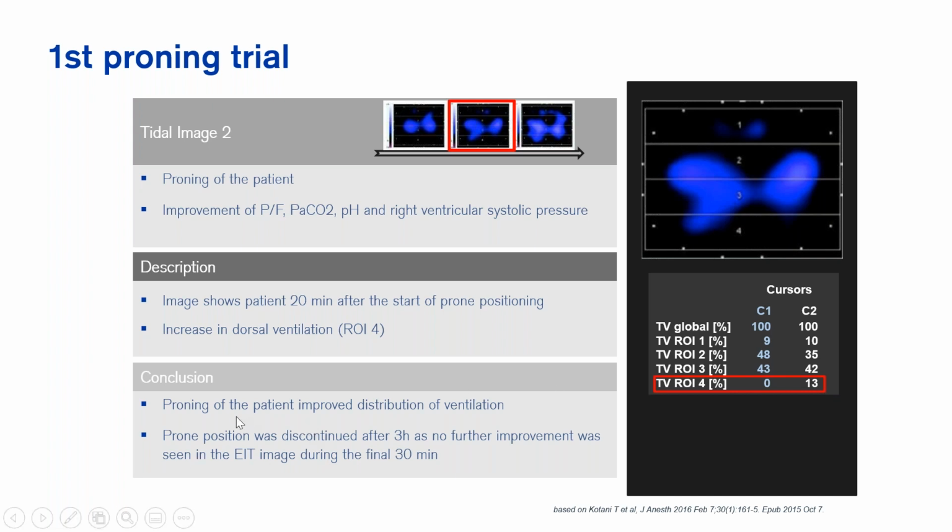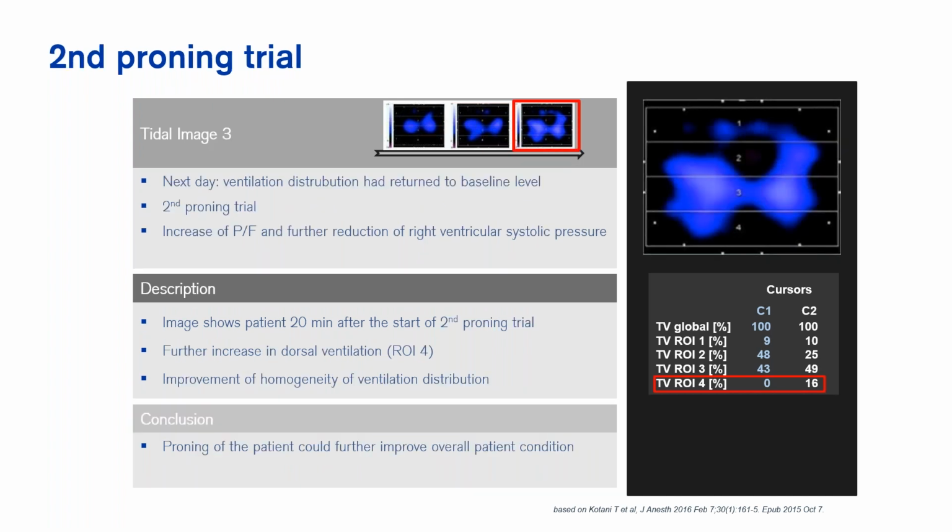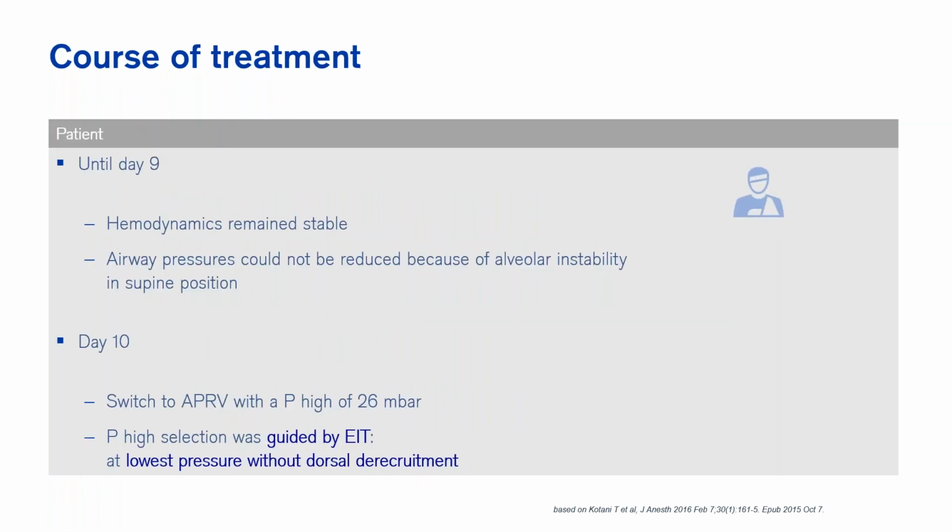So you can see that the conclusion was that proning of the patient improved the distribution of ventilation. The prone position was discontinued after 3 hours as there was no further improvement, and EIT could not detect any further improvements. And then the second image was taken after the second proning trial. And we see that we went from 0 to 16%. So we can see that our patient has substantially benefited from the proning trial.